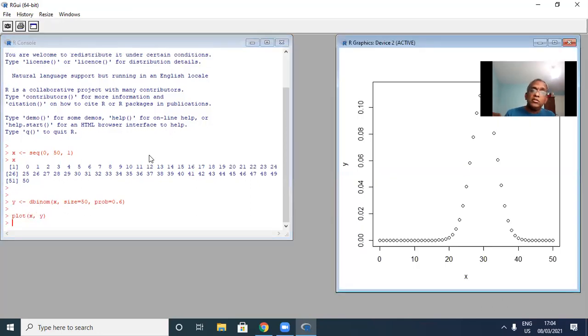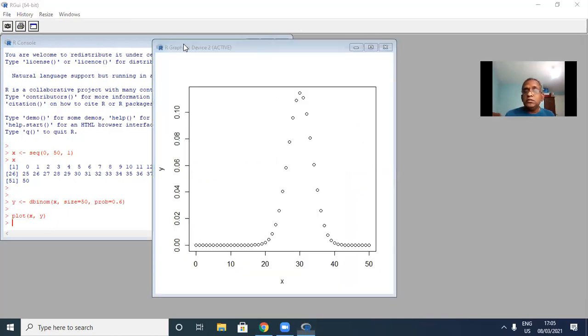And if you now plot it, this is what you will get. So what you have here, guys, is the probability mass function of the binomial with parameters, size parameter 50 and probability parameter 0.6, right?